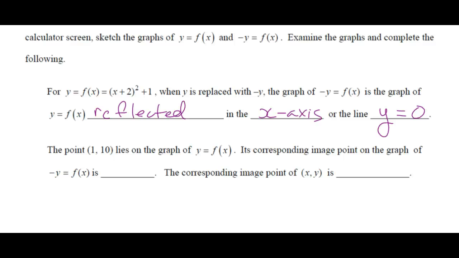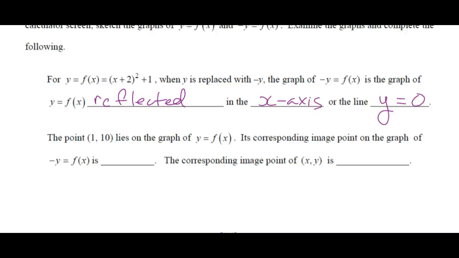The point (1, 10) lies on the graph. So the corresponding image point is what? (1, negative 10), right? What are we doing? We're replacing y with negative y. y was 10, negative y is negative 10. The corresponding image point on negative y equals f of x is (x, negative y), right? What did we do? Well, the whole thing is I'm replacing y with negative y.